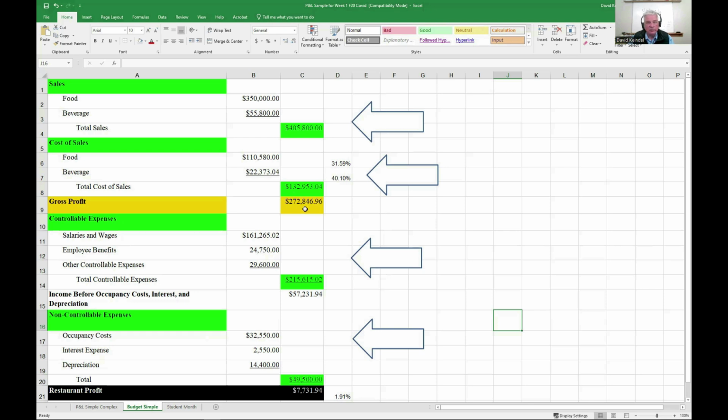Now with that gross profit, we have to pay those controllable, non-controllable, and fixed expenses. So what do we got going on? We got salaries and wages. So salary could be a fixed amount that we pay our chef or our restaurant manager. And then we have wages, which are the hourly rate. If we kept track of that for this year, it's $161,000. And then our employee benefits, so they had medical and dental, we kept track of that, 24.